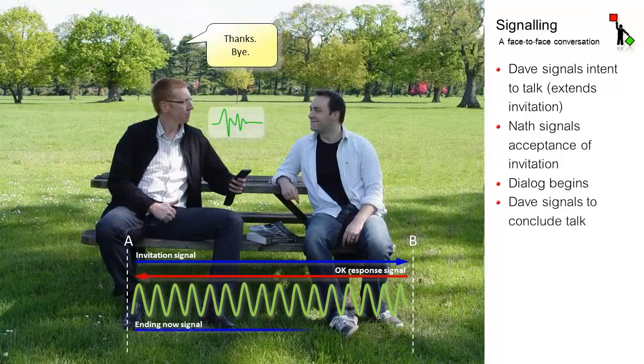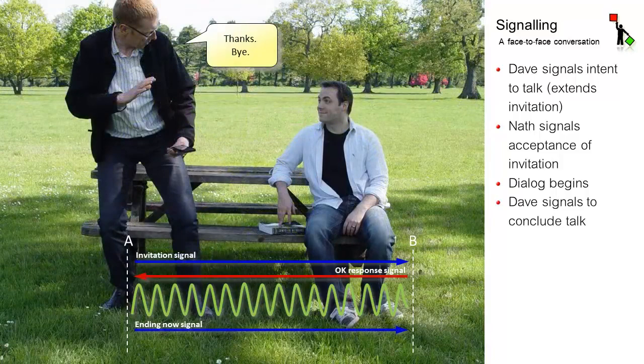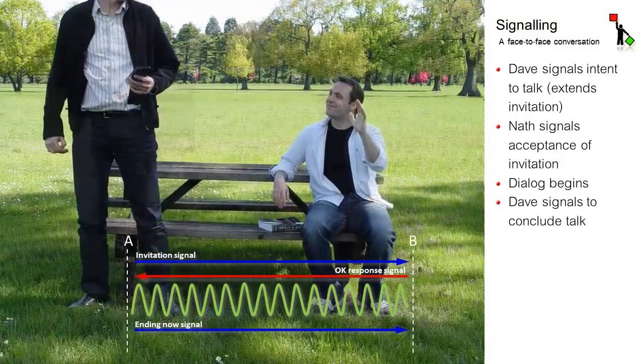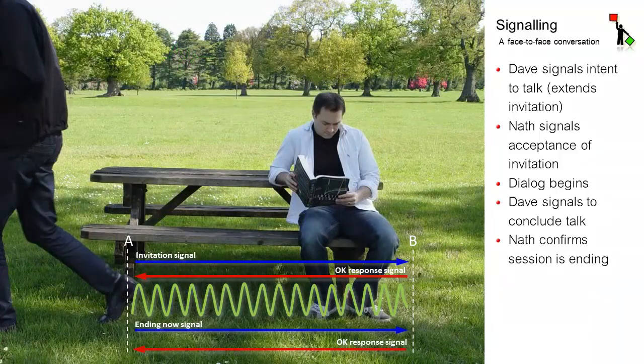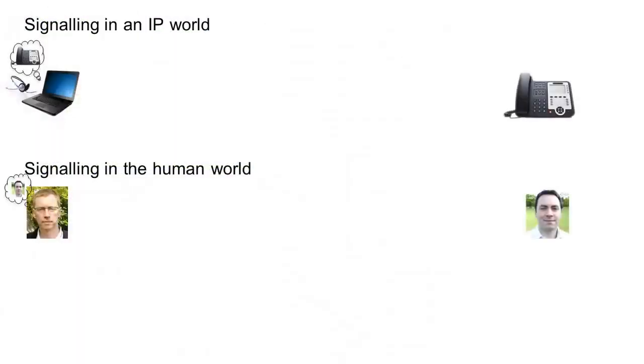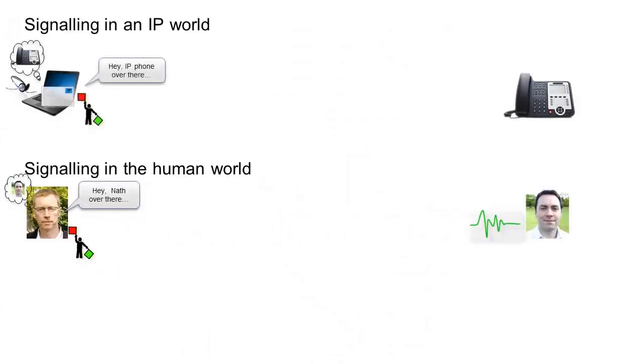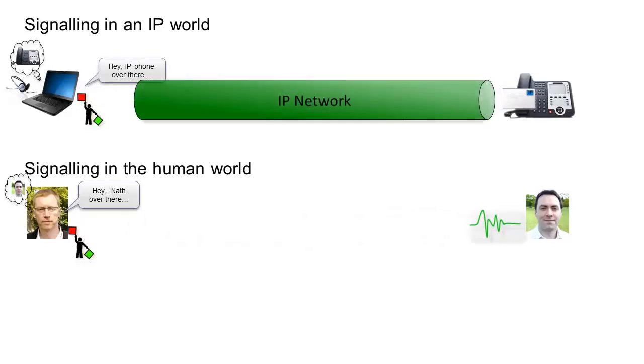Conversation complete, Dave issues another signal, this time to end the session. And, just to be polite, Nathan signals back, confirming he knows the session is ending. Signaling in an IP world follows the same principles. Instead of signaling with an audio wave through the air, IP devices signal with IP packets over the IP network.